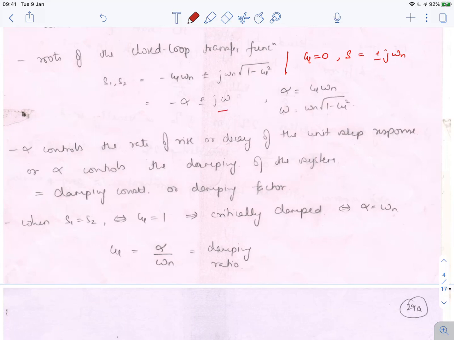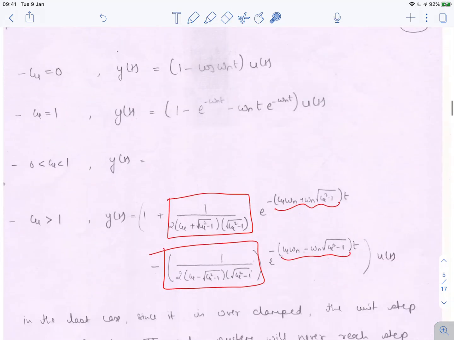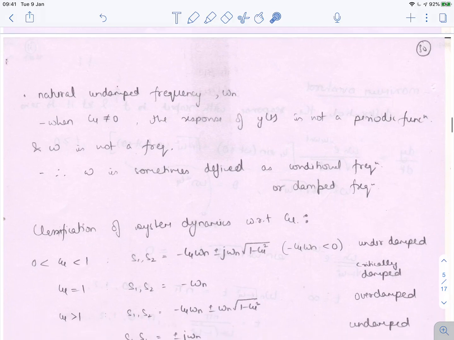Okay, and if we take this term, this is nothing but omega becomes equal to omega n. So this frequency we have defined becomes equal to the natural frequency, and the system response would be an oscillation with this natural frequency. So this is the reason we are defining this as the undamped frequency, because omega as it appears in the roots of the closed loop system is not a frequency in its natural sense. So sometimes we define it as the conditional frequency or the damped frequency. Because for the undamped case, omega n is a frequency in its natural sense.